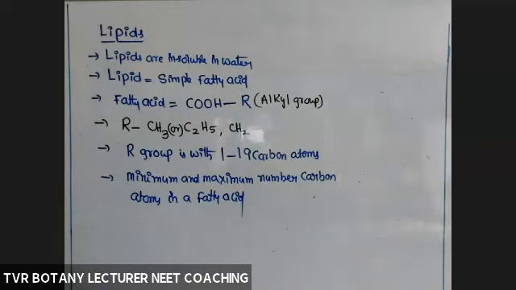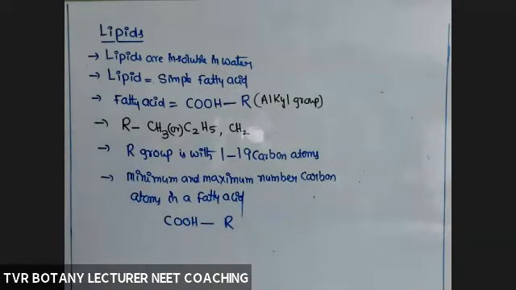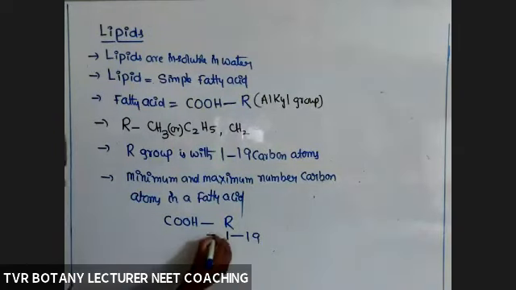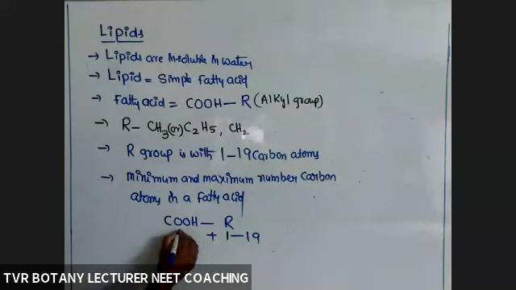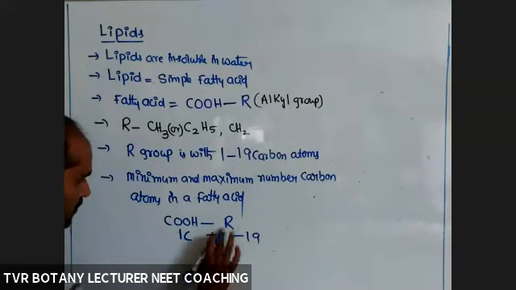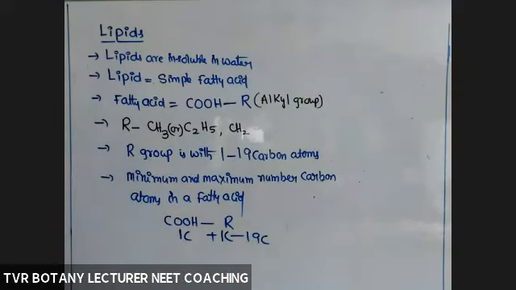So how to answer that question? What about the number of carbon atoms present in the carboxylic group? COOH and R. In R, the number of carbon atoms is 1 to 19, plus the carboxylic group with 1 carbon atom. So the carboxylic group has 1 carbon atom only. In this case, 1 carbon atom to 19 carbon atoms is possible in R.